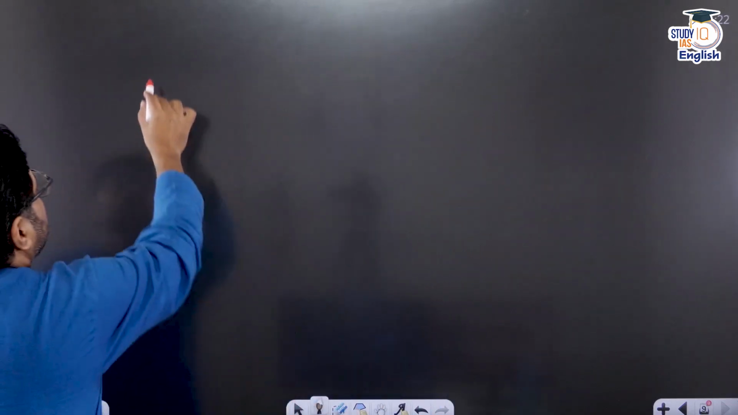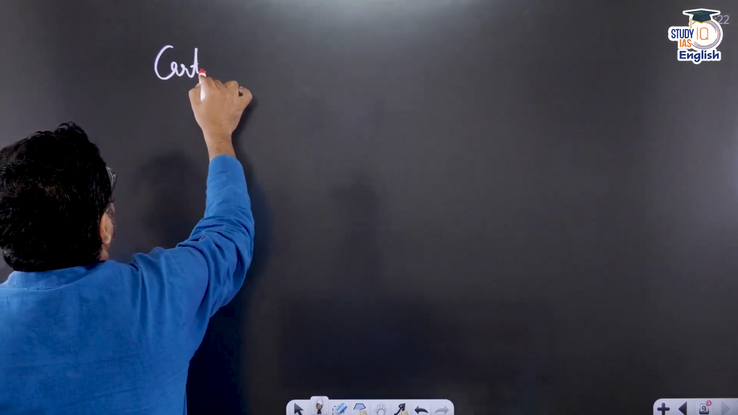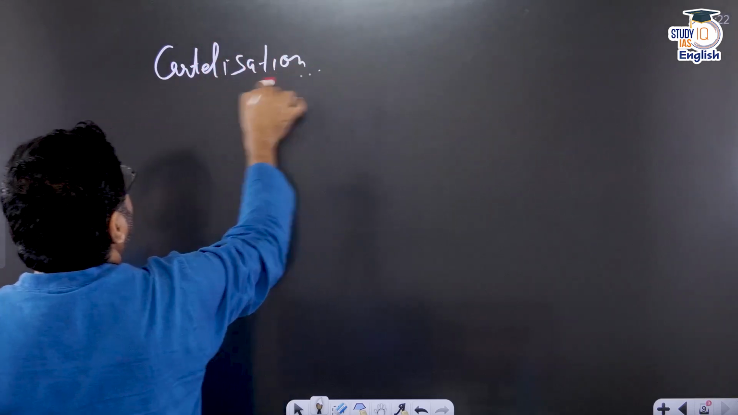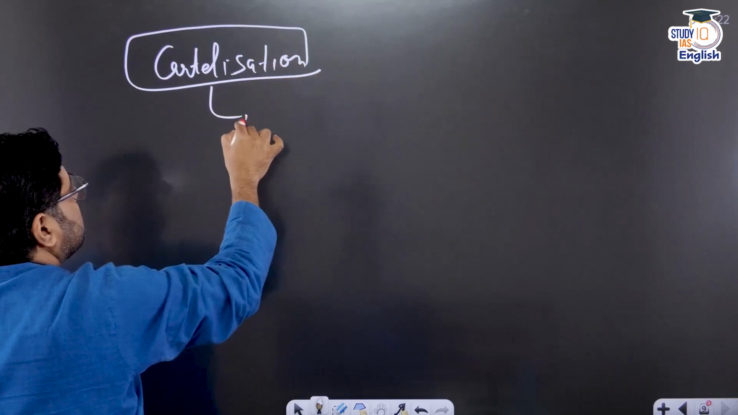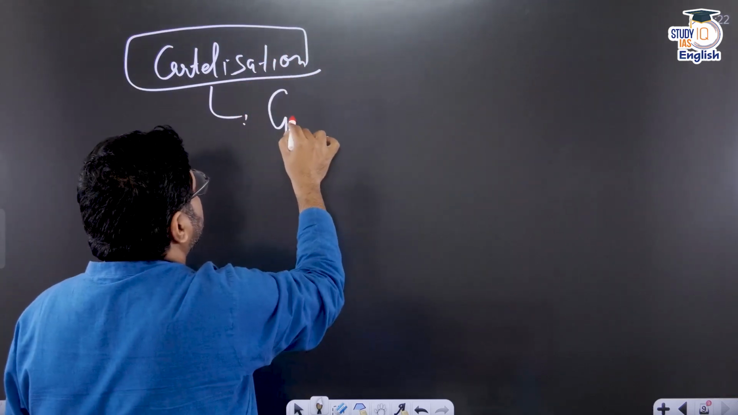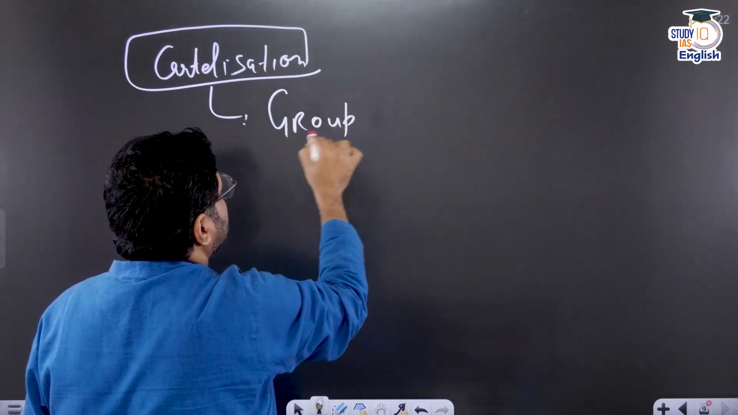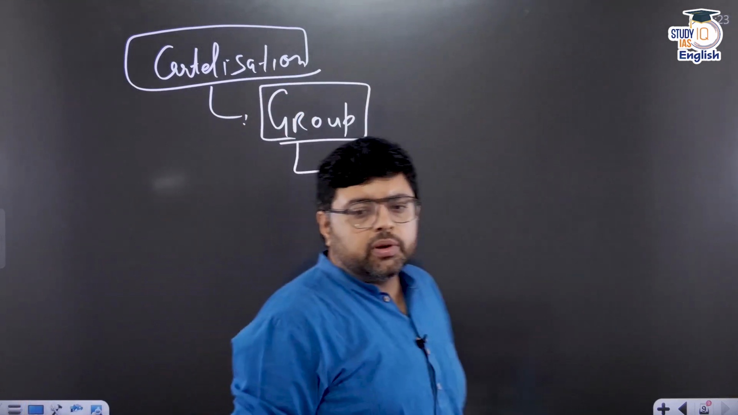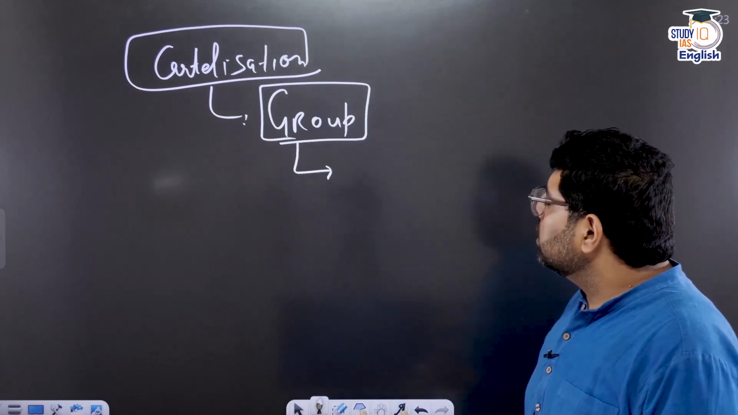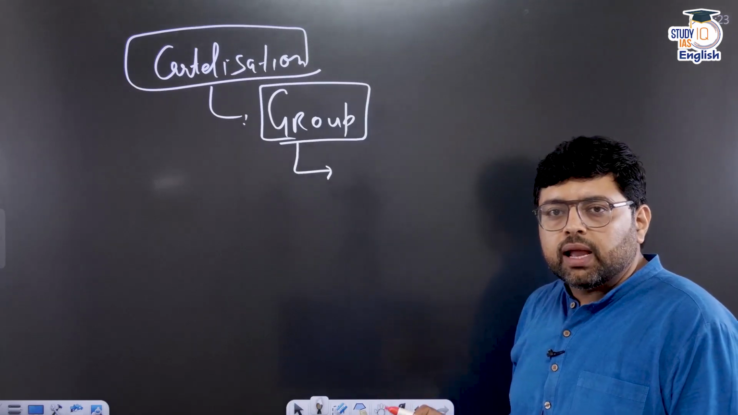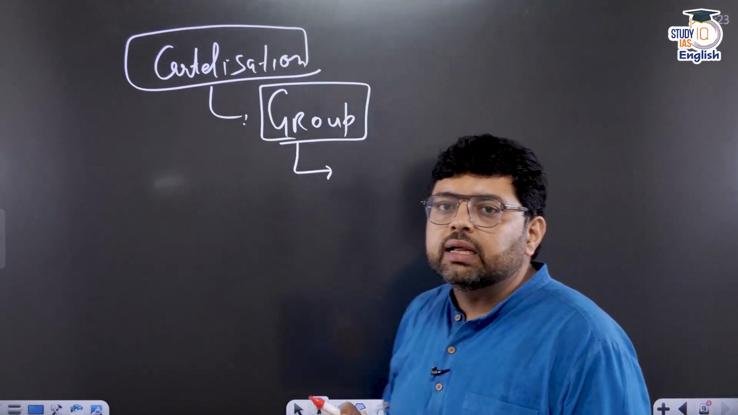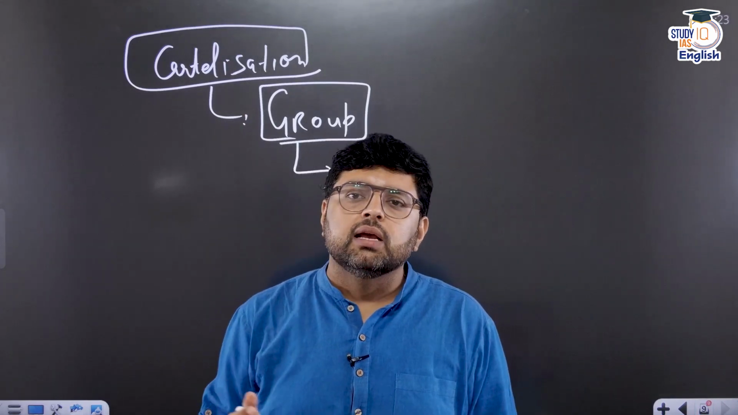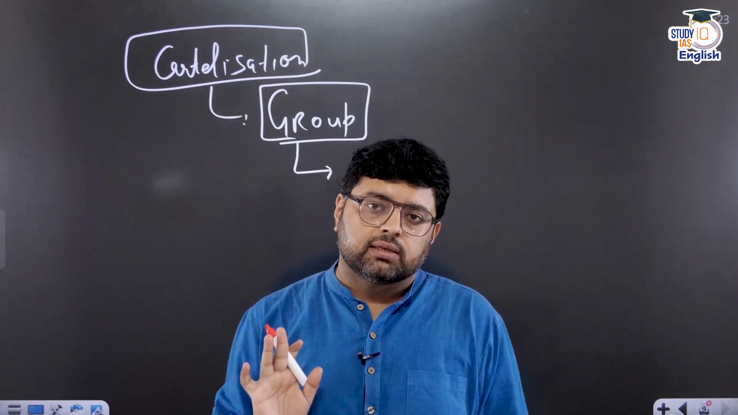Now last is cartelization. When we are talking about the term cartelization, it means forming a group. So ultimately when you create a group and then you create a monopoly and sell the product at the same price or at a higher price, that is called cartelization.